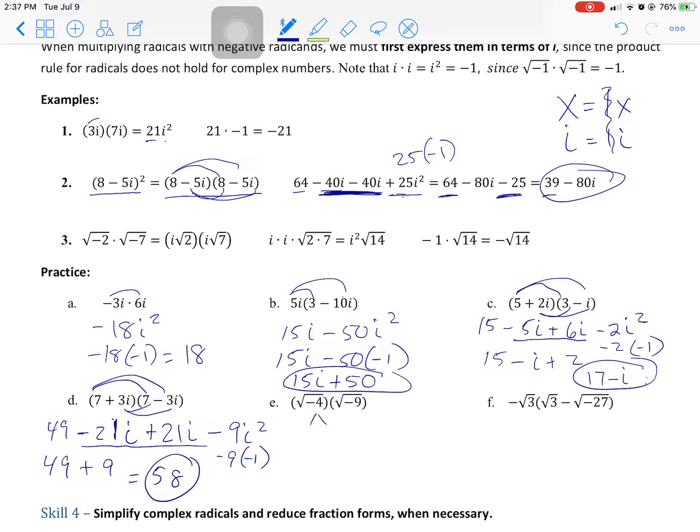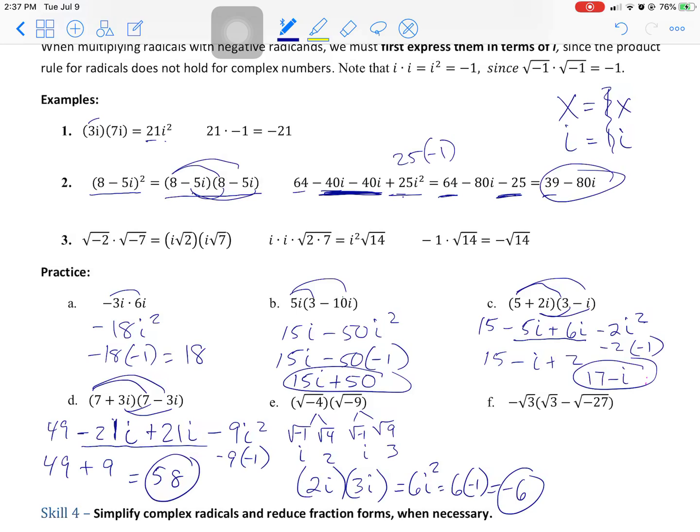These are changed to negative 1 and 4. That's an i, that's a 2, so that's a 2i. All right, this one here is a negative 1 and a 9, so that's an i and a 3, so that's a 3i. So this is 6i squared, which is 6 times a negative 1, which is negative 6.